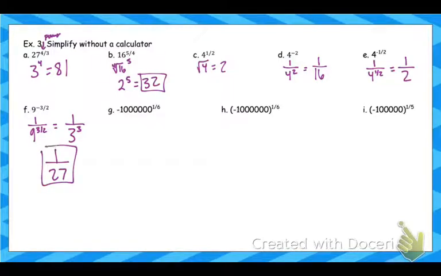All right, looking at G, the 6th root of this number. Well, I've got 1, 2, 3, 4, 5, 6 zeros. So that gives me a clue that that's going to be negative 10.